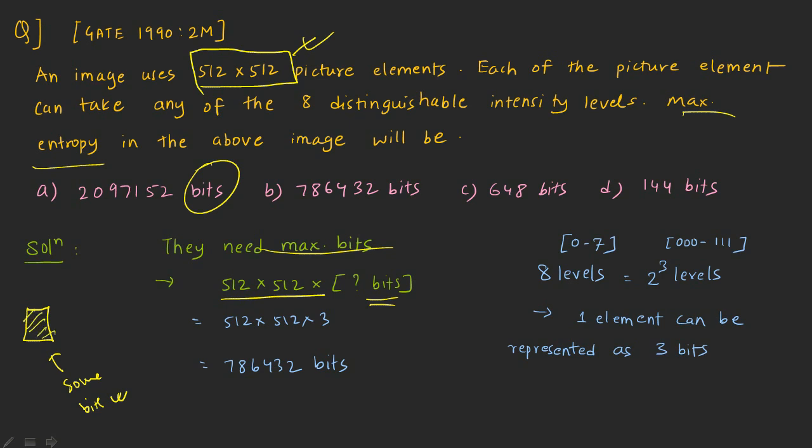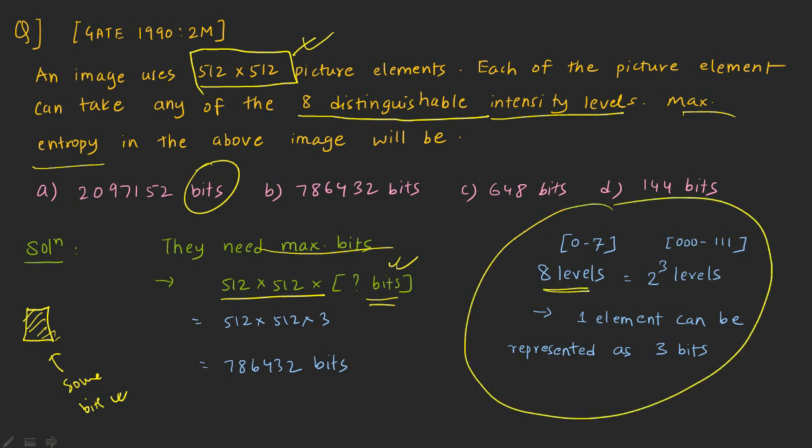If a pixel is represented in 2 bits, you multiply by 2 here. If it is represented in 3 bits, you multiply by 3 here and get the answer. So how will we understand whether it is 2, 3, 4 or something else? Now comes the next part. Each pixel is distinguishable in 8 intensity levels. This is interesting. Whenever you have 8 levels, it means you are going from 0 to 7, correct? And you can represent this in bit format as 2 raised to 3, so 3 bits. You can represent 8 levels in 3 bits. If I had, let's say, 16 levels, then it would be 2 raised to 4, which means 4 bits.